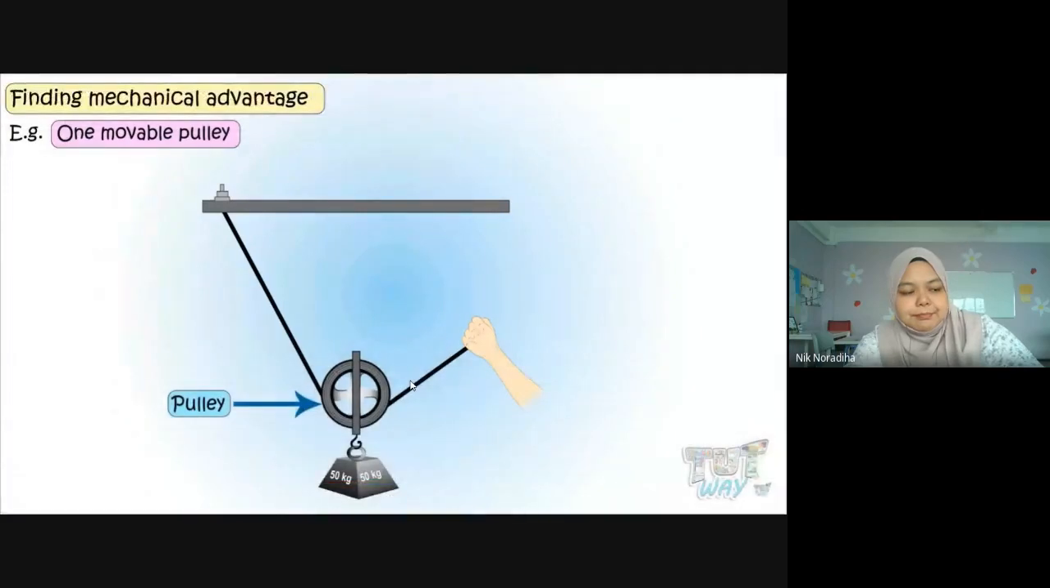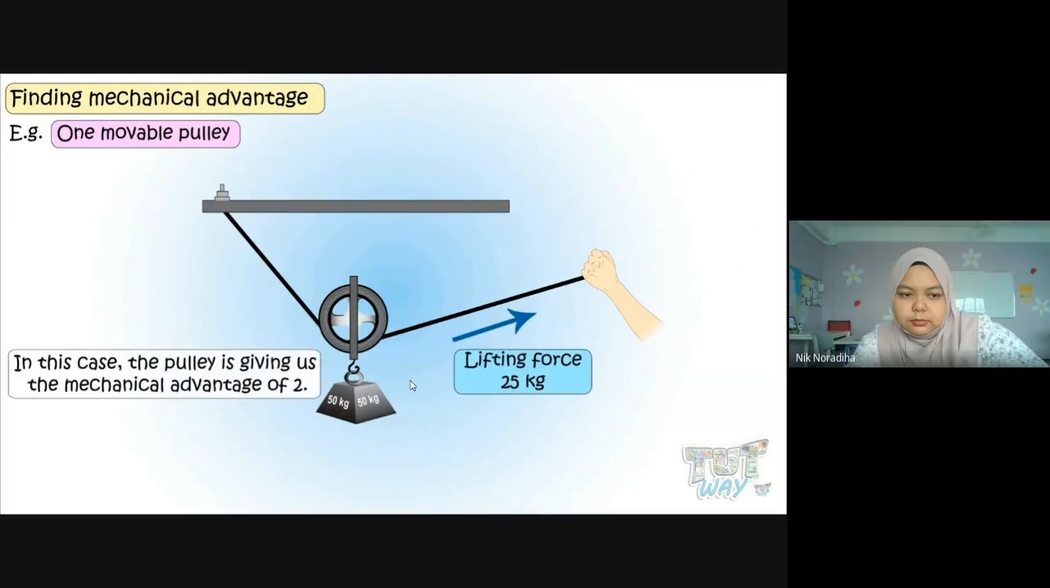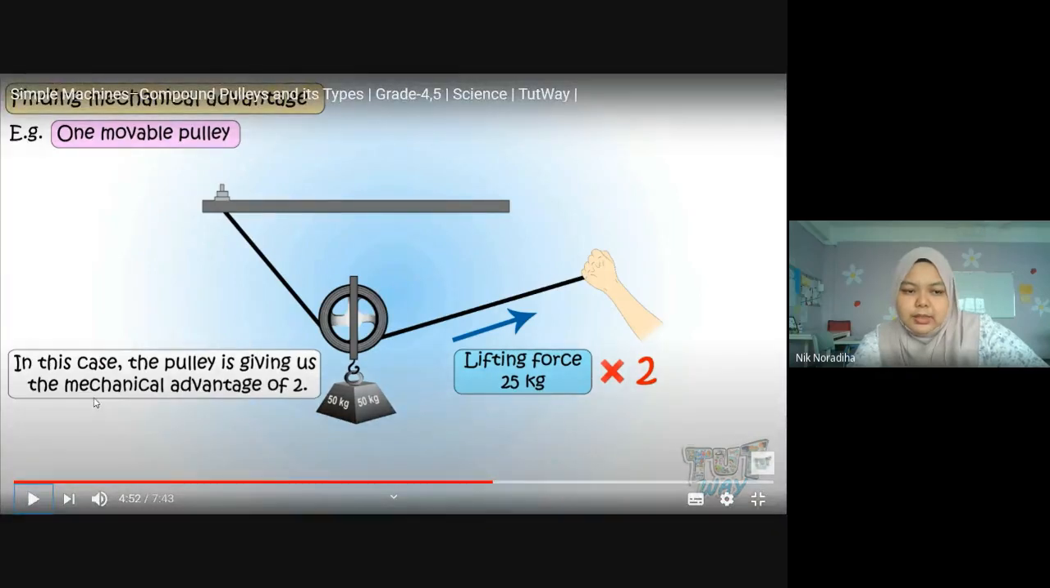Here, the weight of the object is equally divided between the pulley and the fixed end of the rope. And in order to lift a weight of 50 kg, 25 kg of effort is required. That is, it is giving us a mechanical advantage. Here, the force applied is being multiplied by 2. So we say a mechanical advantage of 2 is there in the case of one movable pulley. In this case, the pulley is giving us the mechanical advantage.